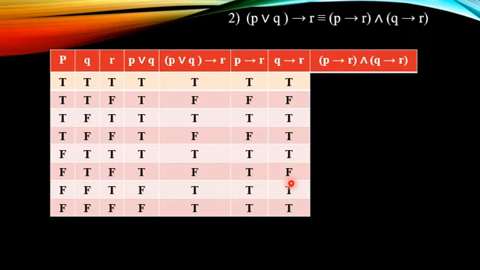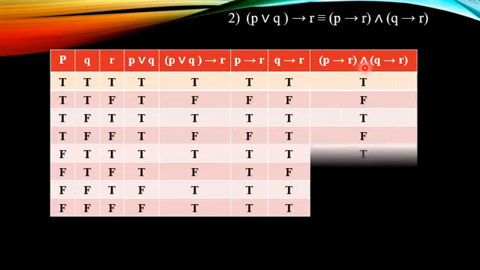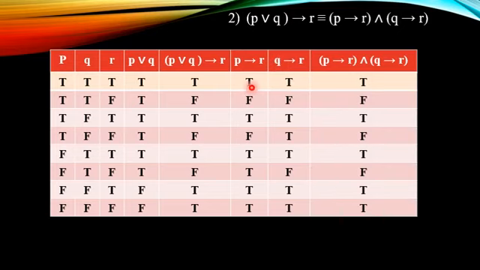FT true, FF true. And now these two columns, P implies R and Q implies R, are connected by AND. For conjunction, we all know if both are true, then the corresponding conjunction will be true, otherwise false. So the truth values of this column are TT, both statements are true, so the corresponding conjunction will be true.